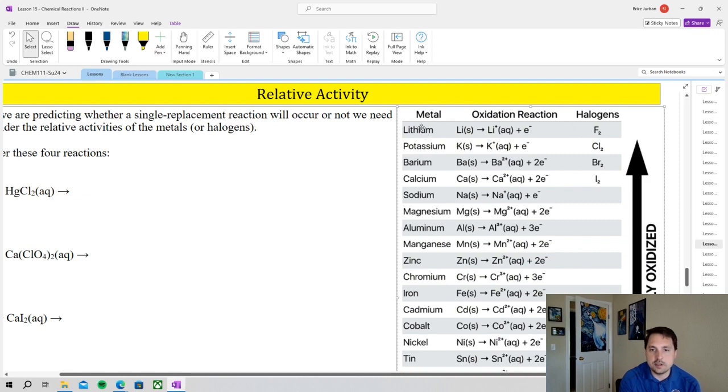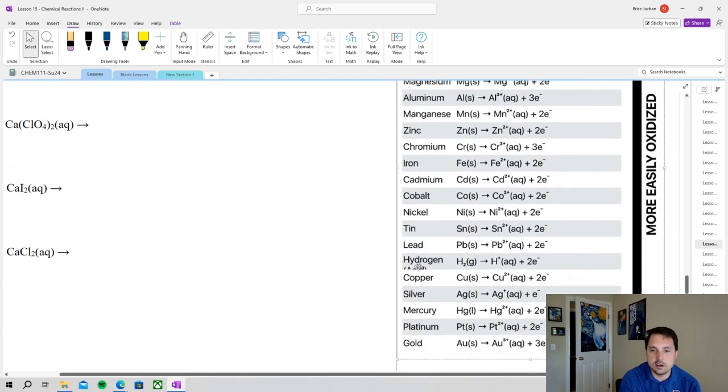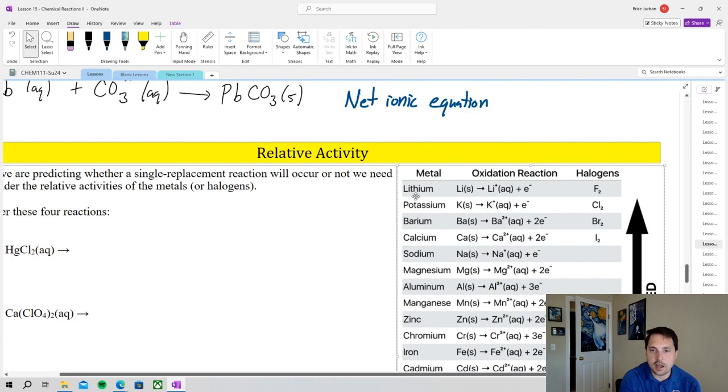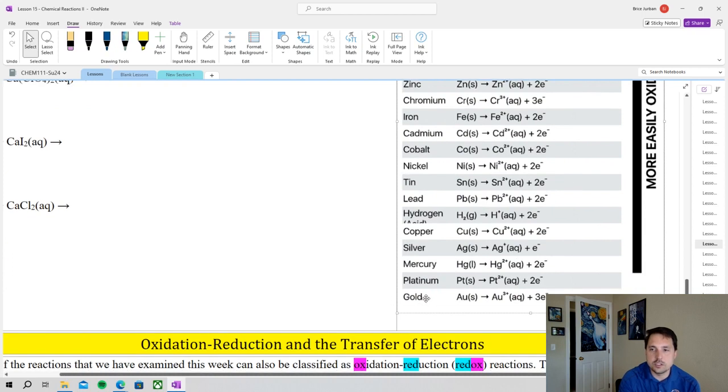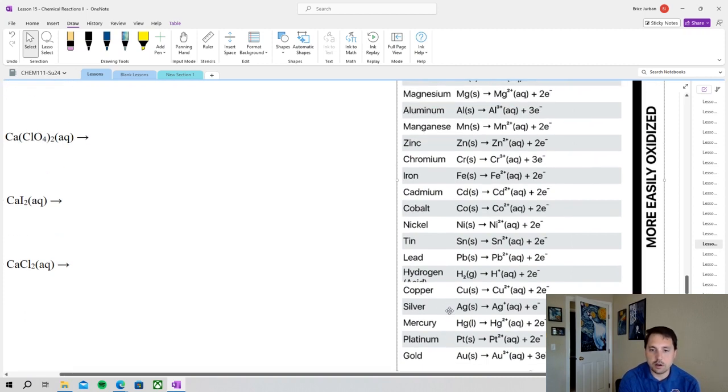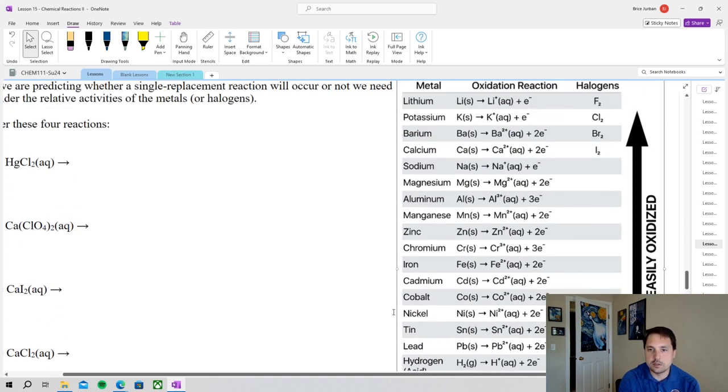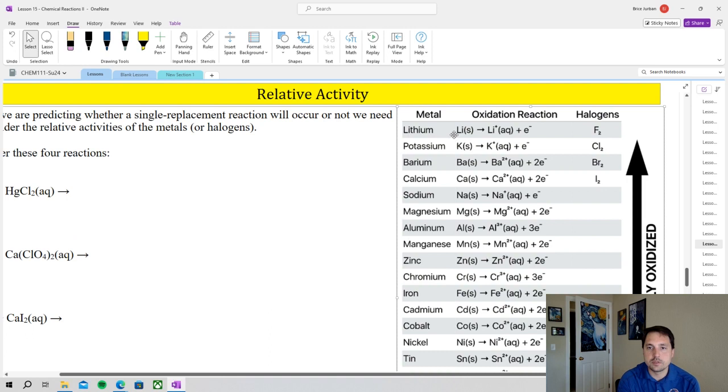And the activity series for all the metals is listed here from the most active metal, which is lithium, which is our first alkali metal. And then at the very bottom is gold, which is a very inert metal. So gold is characterized by its inability to react. And that's why it's used a lot in semiconductors, because we don't want it to react and be oxidized. We want it to stay inert.